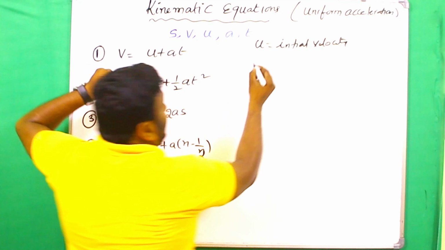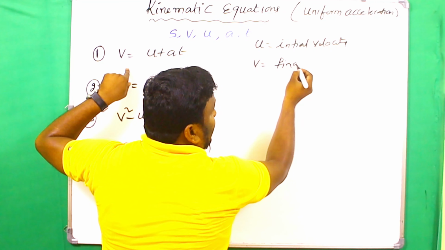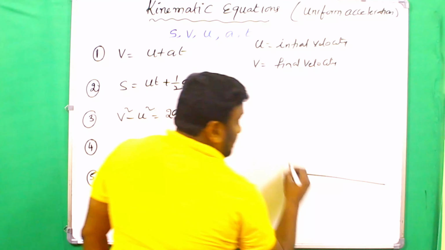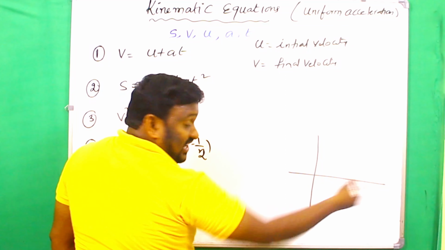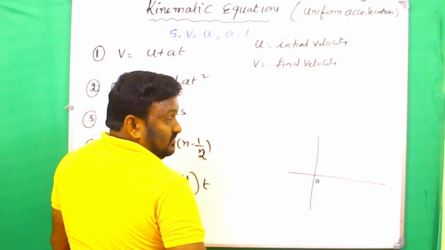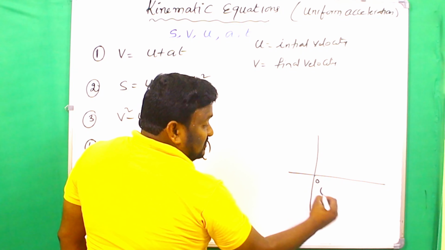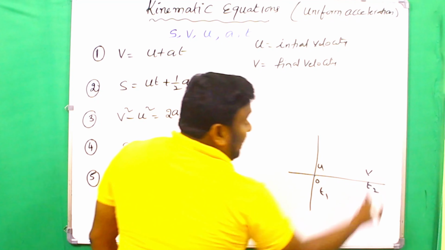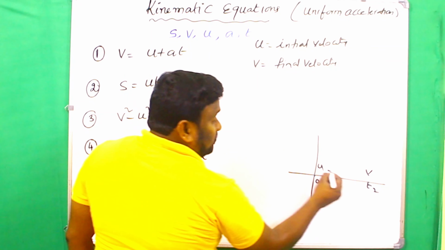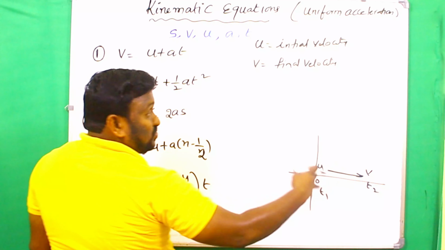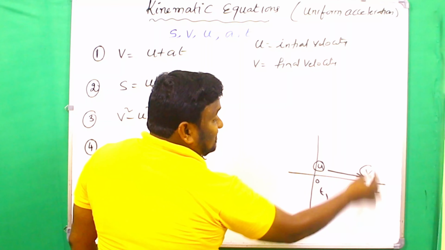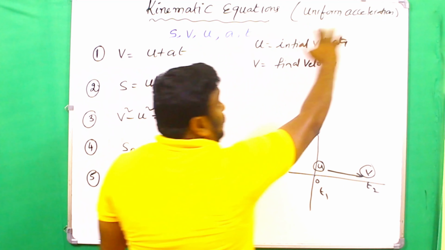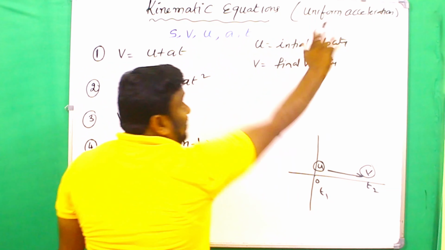Clear? And what is V? V is the final velocity. For example, if the body is moving along the x-axis, it starts at the origin at time t1 with velocity u. After some time it has a velocity v. Like that, the particle is moving along the positive x-axis. Then u is the initial and v is the final. So you have to observe, we are discussing the equations in case of uniform acceleration.